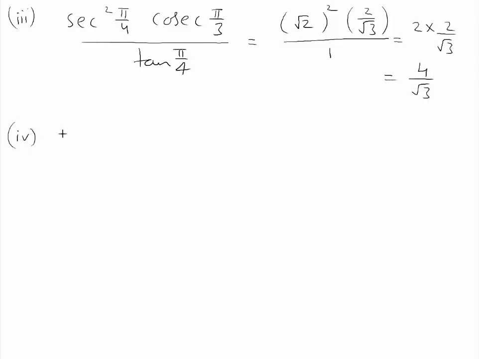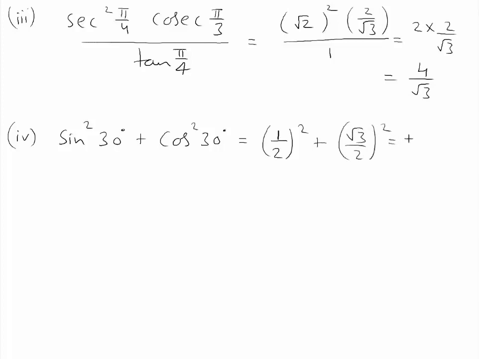Now let's do a last one. Sine square 30 degree plus cos square 30 degree. So sine 30 degree is 1 by 2 the square. Cos 30 degree is root 3 by 2 the square. So this will give us 1 by 4 plus 3 by 4, which equals 1 plus 3 equals 4 by 4 equals 1.